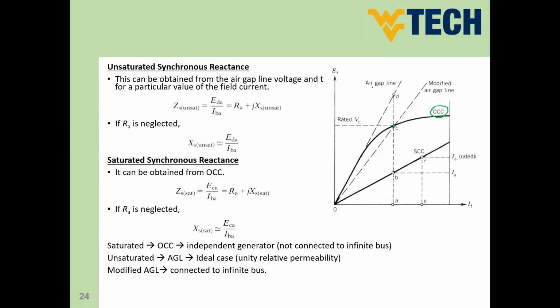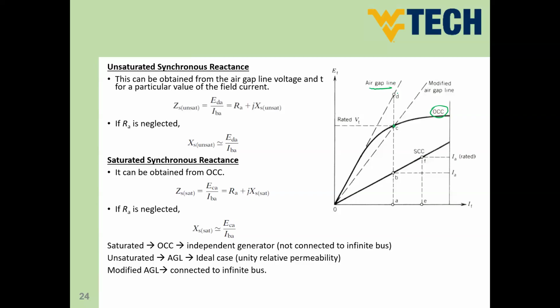So this can be considered as ideal because all of the time, our synchronous machine will have cores. No way to have a synchronous machine with air core. You have to have a magnetic core to carry the machine windings. So this is an ideal curve. This is an ideal curve called the air gap line.